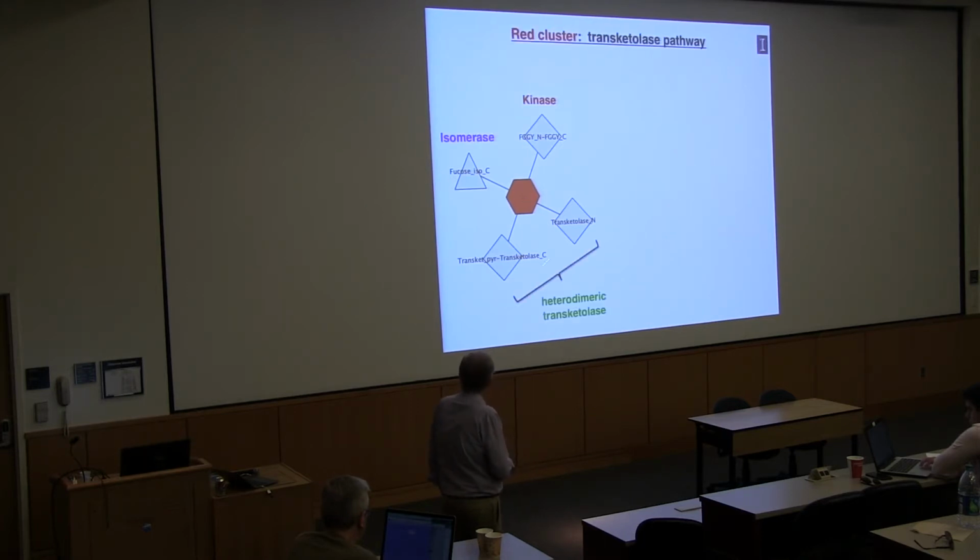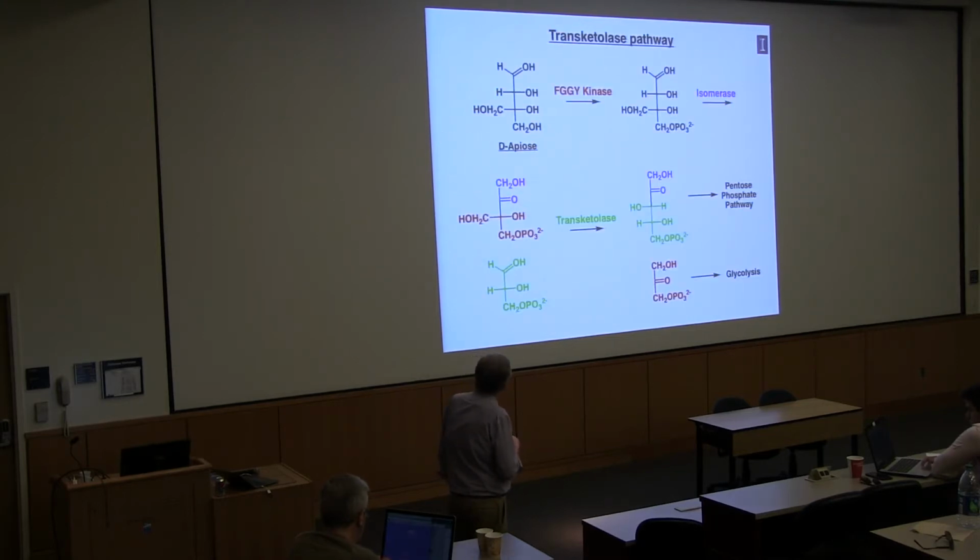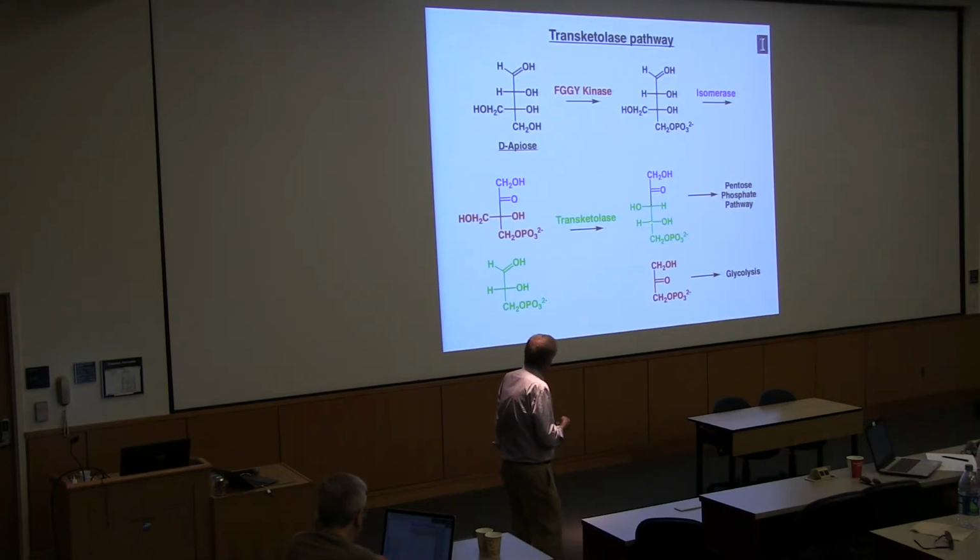This pathway has a transketolase, a kinase, and an isomerase. And so what we've determined is what the kinase does is it phosphorylates apiose to make apiose phosphate. The isomerase makes apulose phosphate. And then the transketolase uses glyceraldehyde 3-phosphate and apulose phosphate and makes D-xylulose 5-phosphate and dihydroxyacetone phosphate. So this is in the pentose phosphate pathway. This is in glycolysis. And so this is why apiose can be utilized as a carbon source. And this pathway is found in a number of Bacteroides. All right? So we discovered a pathway.